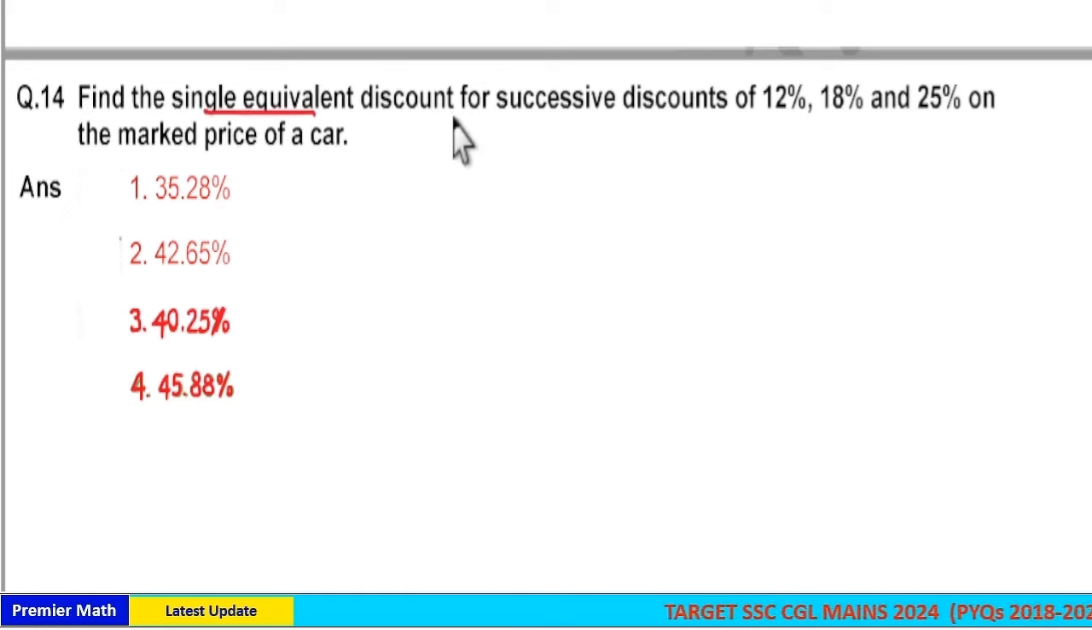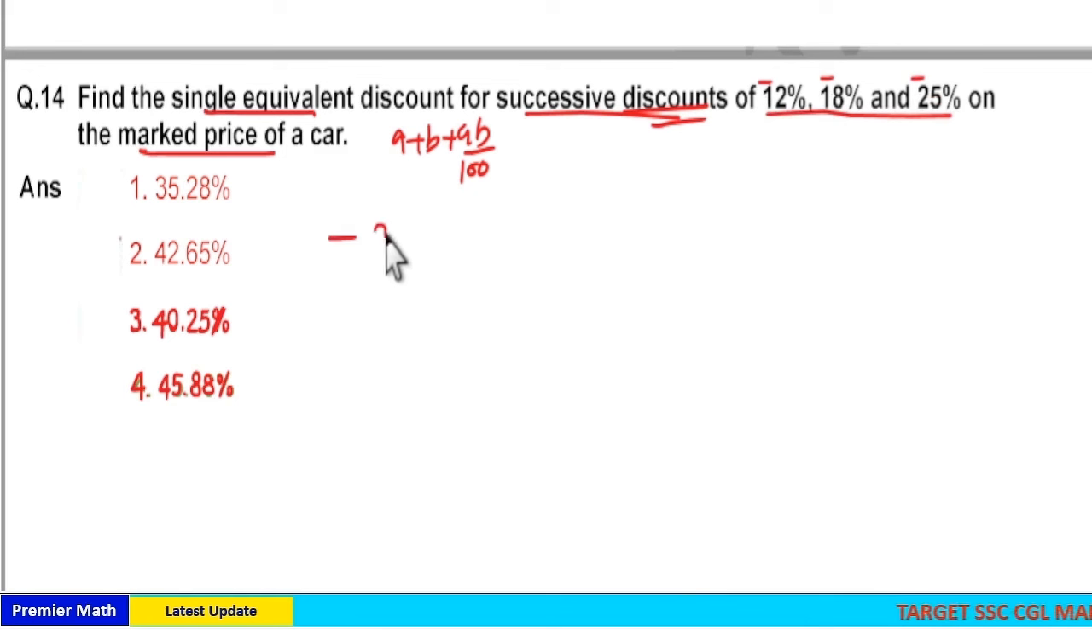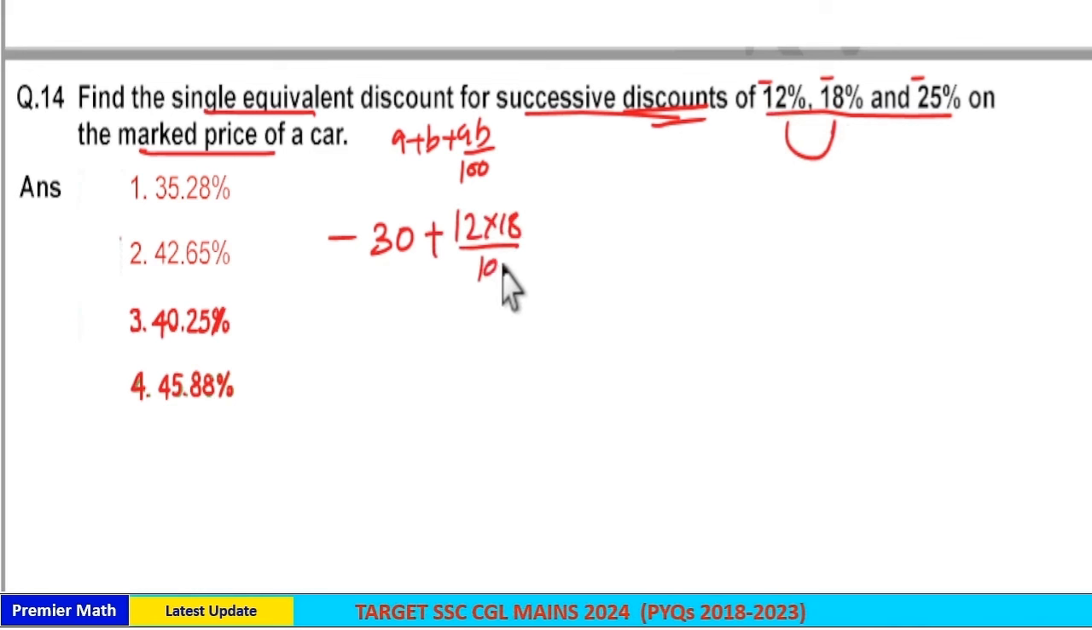Find the single equivalent discount for successive discounts of 12%, 18% and 25% on the marked price of a car. Here use the A plus B plus AB by 100 formula, and since this is a discount, use negative for all the percentages. So minus 12 minus 18 is minus 30. Minus into minus is plus, so 12 into 18 by 100. Now 180 plus 36 is equal to 216. Now 216 by 100 is 2.16. I'll take it as 2. So minus 30 plus 2 is equal to 28%.